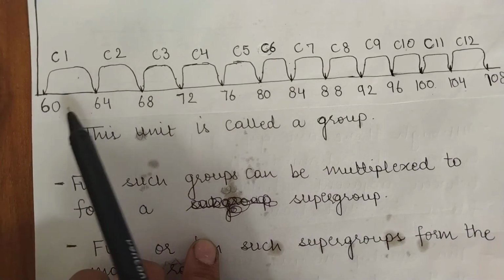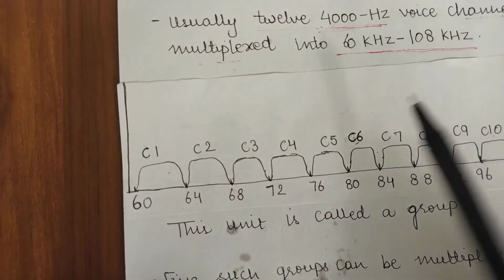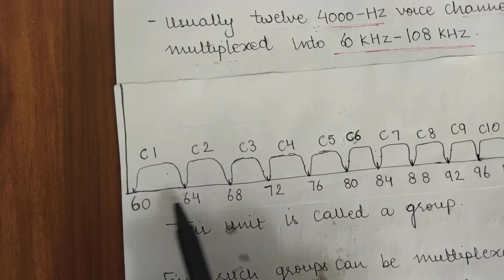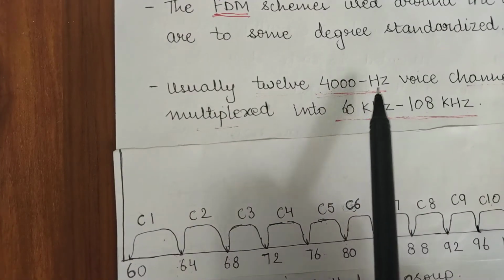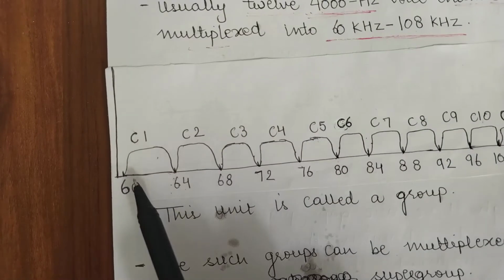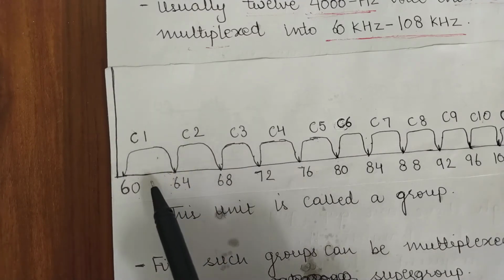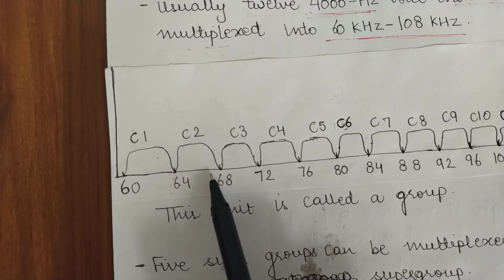So 60 to 64 kilohertz is basically a frequency range of 4 kilohertz. 60 to 64 makes a range of 4 kilohertz. Hence it is 4000 hertz. And as said, every channel occupies 4000 hertz. So this is exactly 4000 hertz, which is occupied or utilized by each channel. 60 to 64 makes it 4 kilohertz. 64 to 68 again 4 kilohertz.